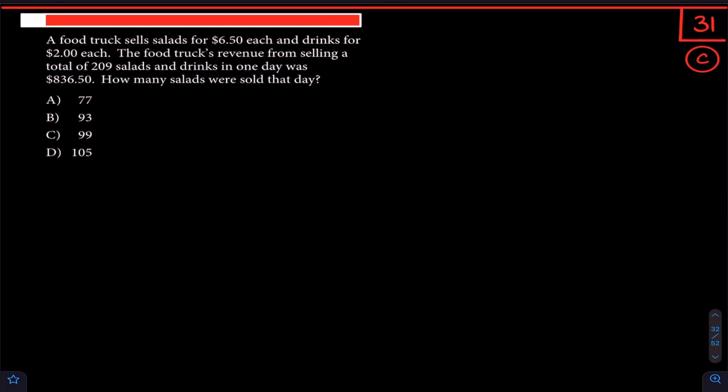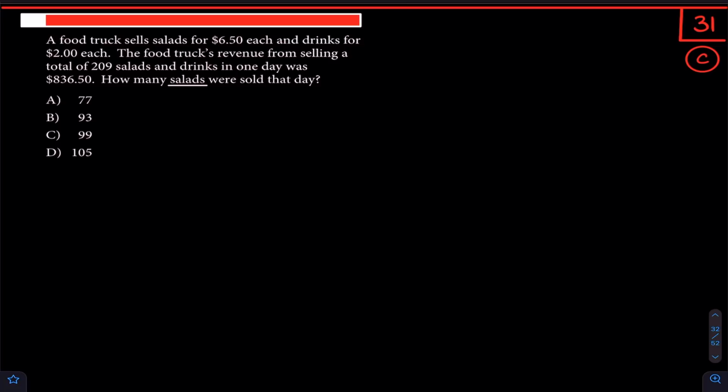So we are going to start off here with problem 31. This problem says a food truck sells salads for $6.50 each and drinks for $2 each. The food truck's revenue from selling a total of 209 salads and drinks in one day was $836.50. How many salads were sold that day? So we're asking for how many salads were sold, and we're given some information about salads earlier on.